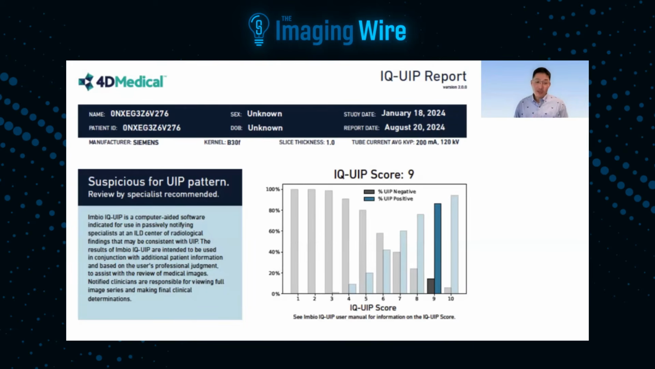This sample report, I think, is a really nice example of a positive case. On the left-hand side, you have text telling you in words whether it thinks it's suspicious for UIP on CT or not. And on the right-hand side, it actually gives you a score, anywhere from 1 to 10, of its confidence of whether it thinks it's UIP or not. I think this is important as well. Instead of just saying positive or negative, it tells you its own internal confidence in there being UIP on CT.